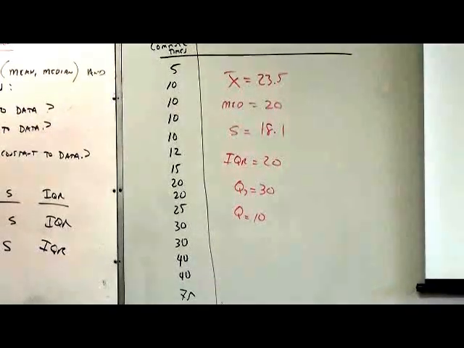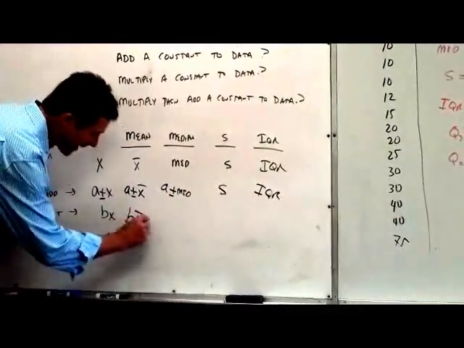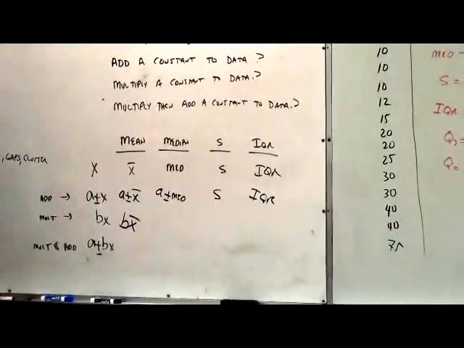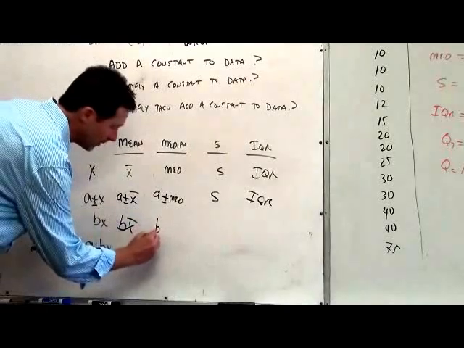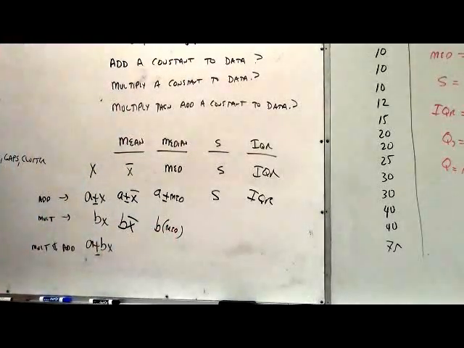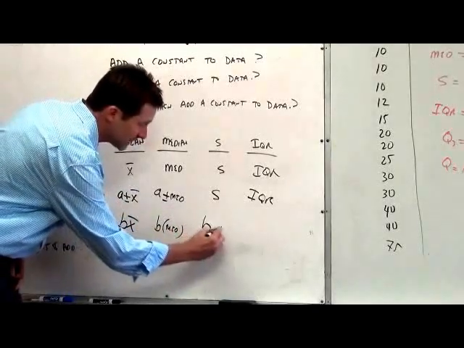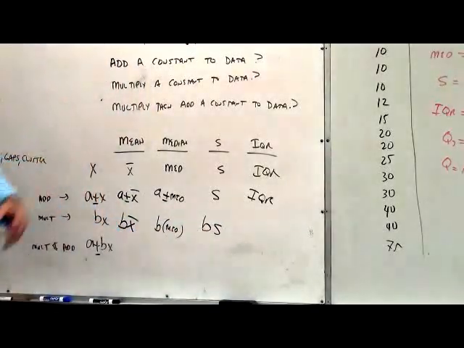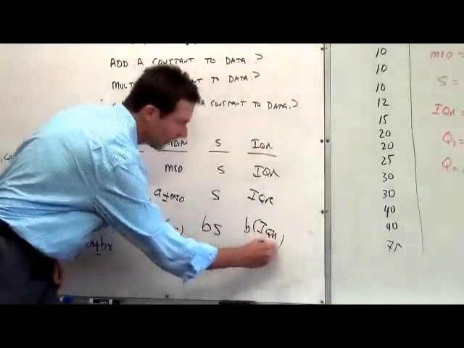All right, so we can fill in our charts a little more. Our new mean is going to be whatever you multiply it. Multiply that by the old mean, you've got the new mean. Our new median, take whatever number you're multiplying it by, multiply it by the old median, you've got your new median. Now standard deviation, it got wider. So you multiply that constant by the standard deviation, you've got your new standard deviation. And then finally you can multiply your constant by the IQR, and you've got your new IQR.